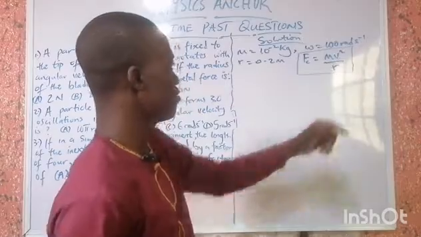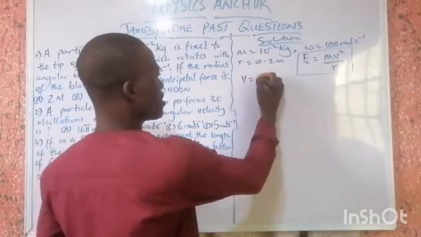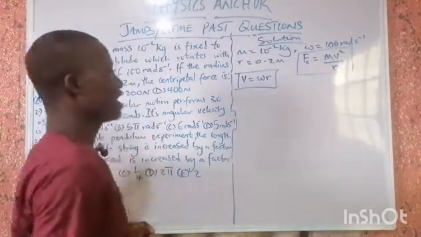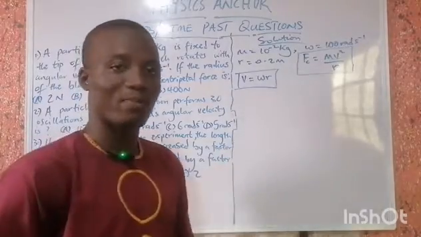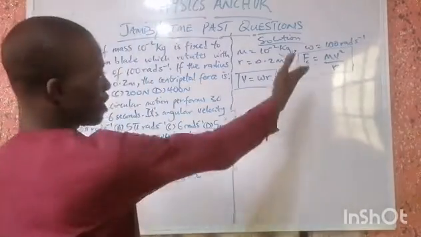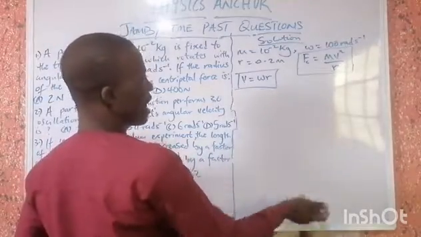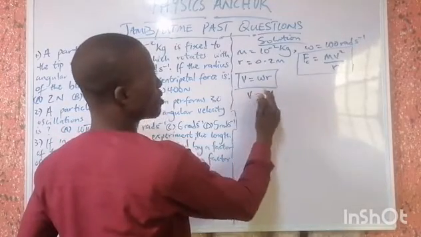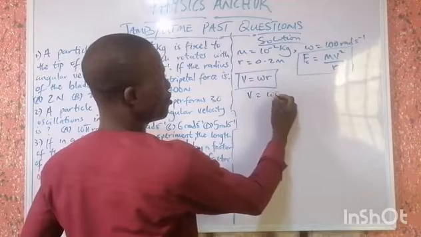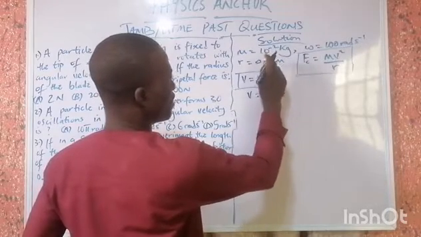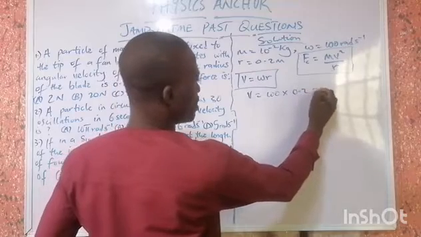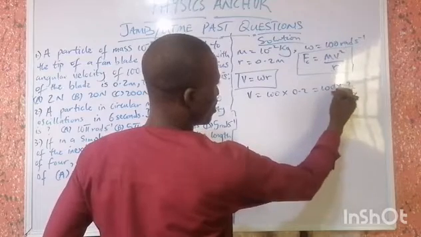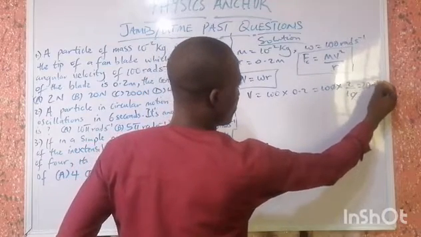This is the linear velocity, but we do remember that linear velocity and angular velocity are related with this formula: linear velocity equals angular velocity multiplied by radius. So let's use that to get our v first, and then we can come back to find our centripetal force. So v equals our angular velocity, 100, multiplied by our radius 0.2. That will give me 100 times 2 over 10, and that will give me 20 meter per second.